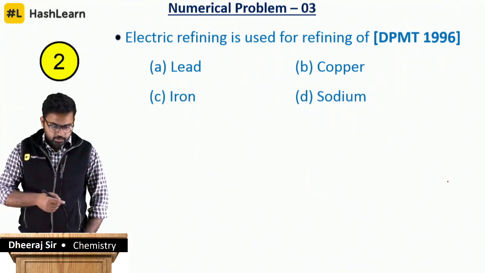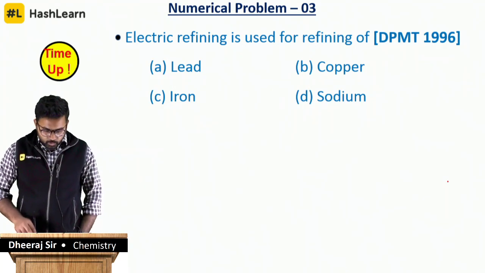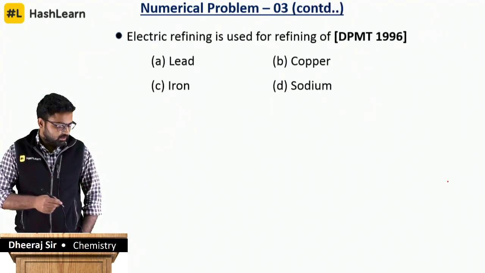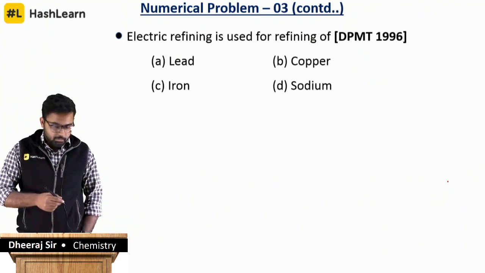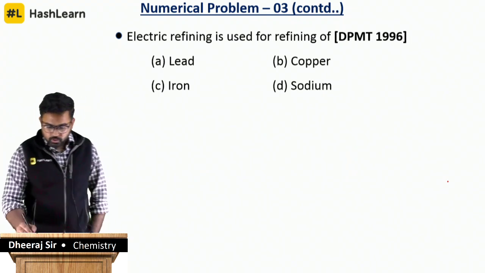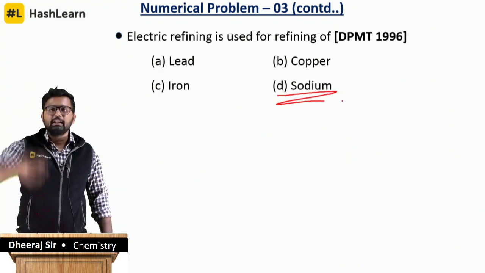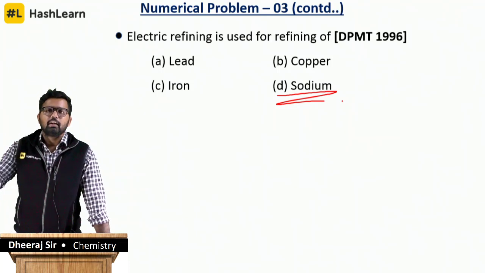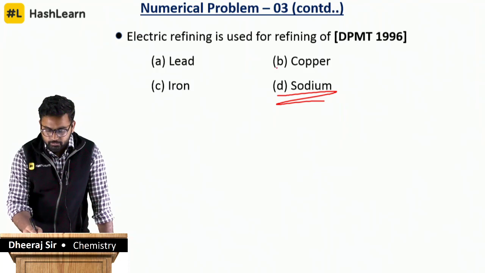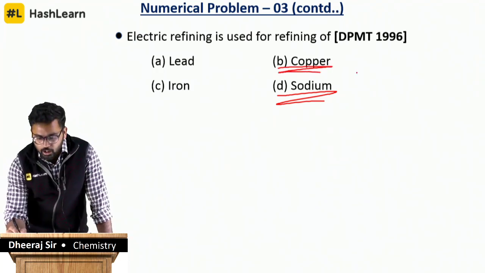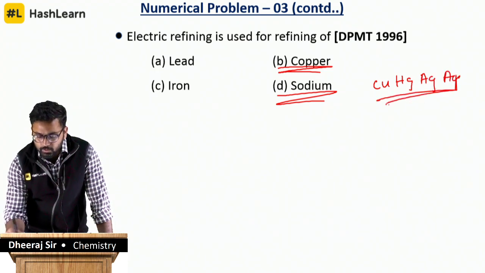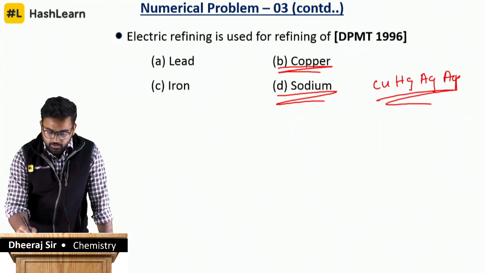Yes, Samruddhi and Sakshi. Which of these can be used for electric refining, or which of it will undergo electric refining, to be more precise? So lead, copper, iron, sodium. No, sodium is one of the most reactive, and yesterday's class had given you the entire series and what kind of reduction processes it will go through. Sodium, one of the most reactive. Copper comes under the third section, along with mercury, silver and iron. So this is one of the least reactive, therefore it is copper.